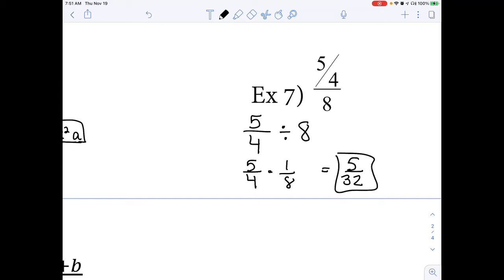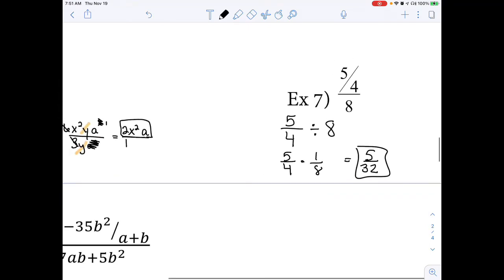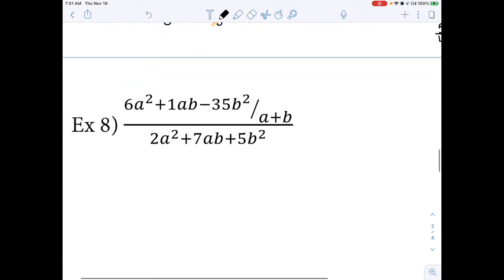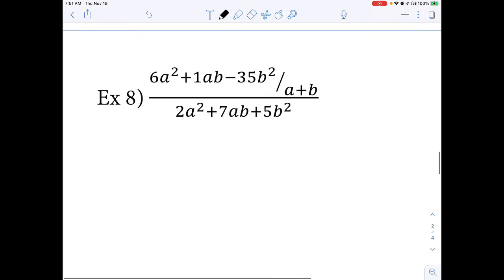So that was a basic complex fraction. Okay, dividing by fractions is as easy as pi. Flip the second fraction and multiply. Now let's take a look at example 8. Example 8 is a lot more intense, but it has the same idea.